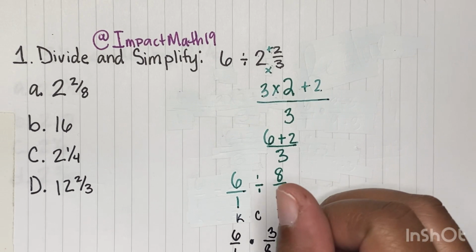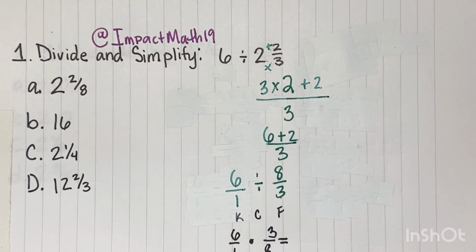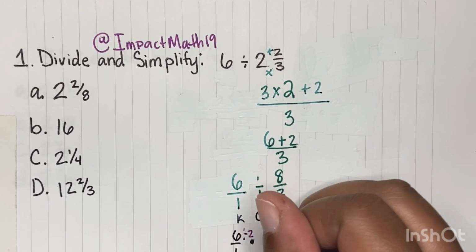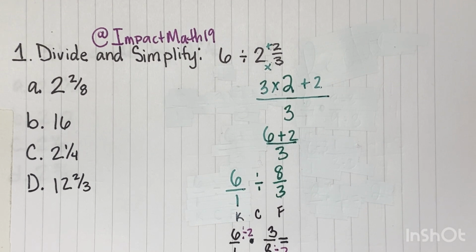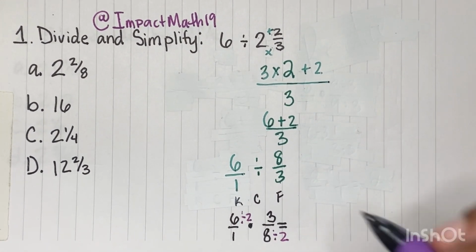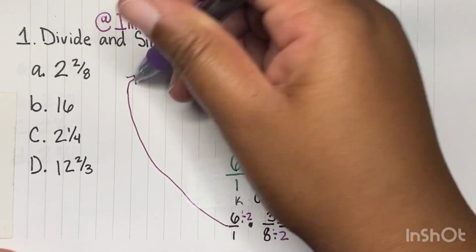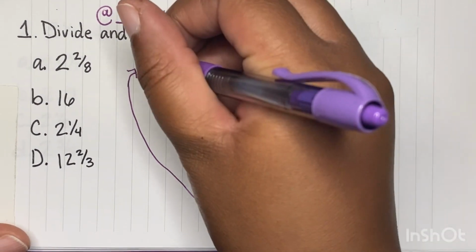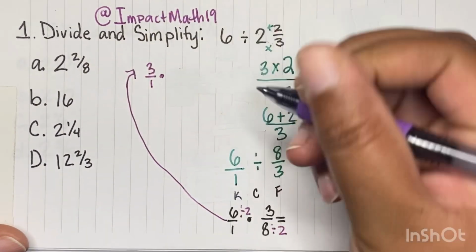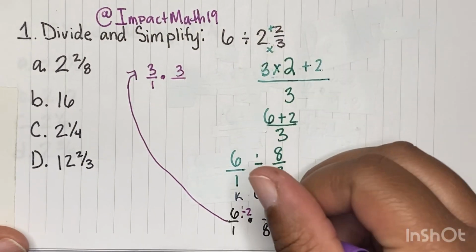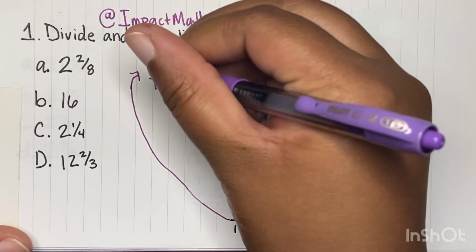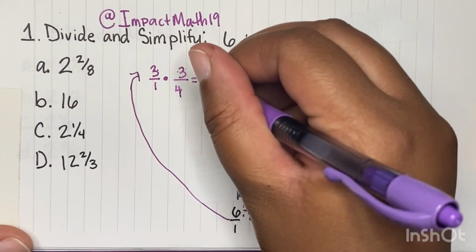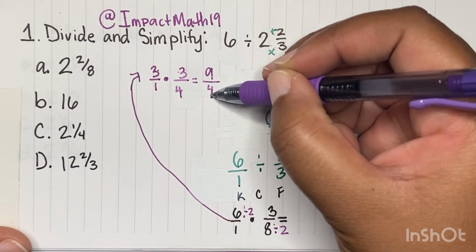And then we're going to multiply. Well, first we can see if we can cross cancel. So here I know this can divide by 2, and this can divide by 2. Okay, so I'm going to move the problem up this way. So we're going to do 6 divided by 2, which is 3 over 1, times, we're going to keep that 3 over 8 divided by 2 is 4. So 3 times 3 gives us 9, and 1 times 4 gives us 4. So our answer is 9/4.